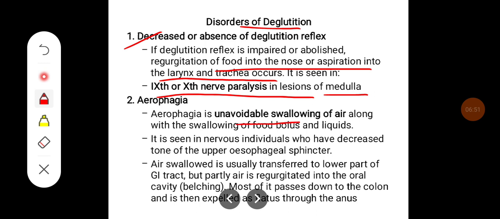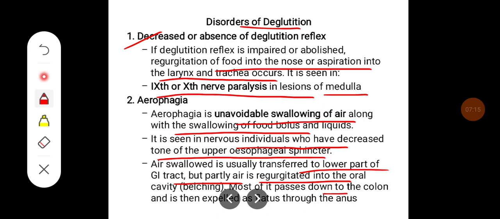Aerophagia is unavoidable swallowing of air along with the swallowing of the food bolus and liquids. It is seen in nervous individuals who have decreased tone of the upper esophageal sphincter. The air swallowed is usually transferred to the lower part of the GI tract, but partially air is regurgitated into the oral cavity, that is belching, and most of it passes down to the colon and then it is expelled as flatus through the anus.